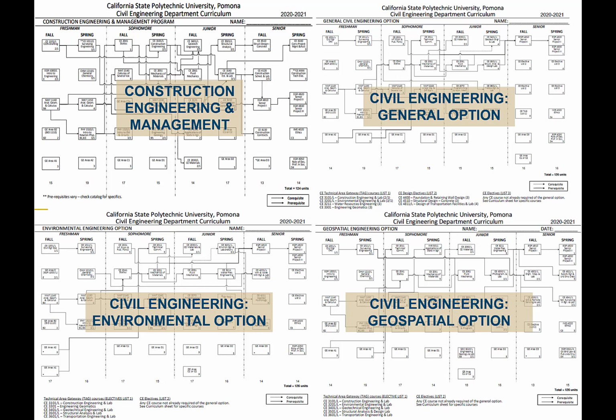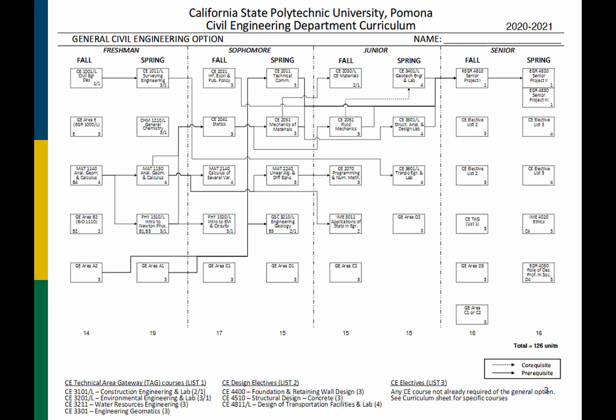Let's zoom into the Civil Engineering option, which for the first 2 years is the same as the other civil engineering programs. What this flowchart is recommending is that you should take the courses that are listed in this first column: CE 1001 and Lab, GE Area E, which we recommend you take EGR 1000 and Lab, and GE Area B2, which we recommend you take Bio 1110. The Lab is not required.